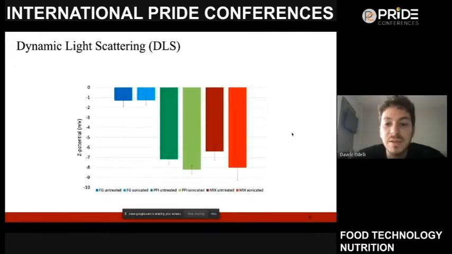From these other graphs, we can see the zeta potential of the particles, thus their charges, and we can say that all of the particles presented negative charges, while once again pea protein had a way higher negative charge than the fish gelatin, which is close to neutral. And the ultrasound treatment intensified these charges for the pea protein and the mixed proteins, while it didn't affect the fish gelatin significantly.